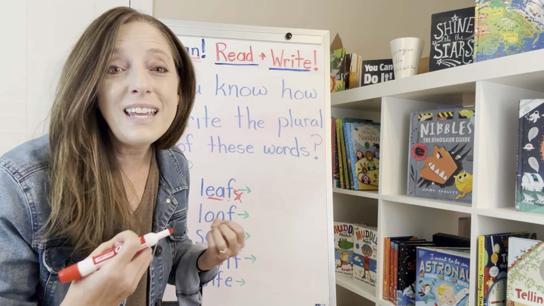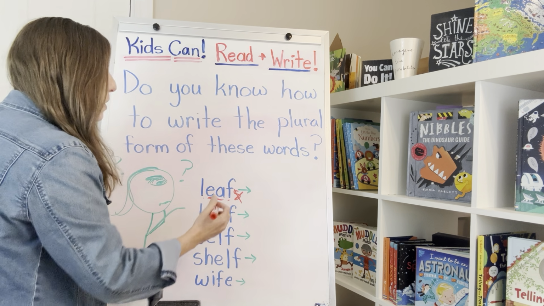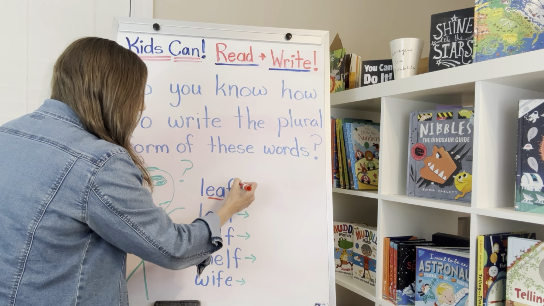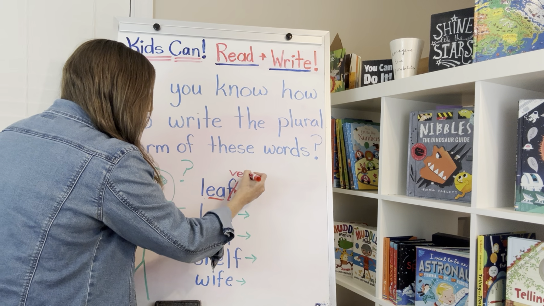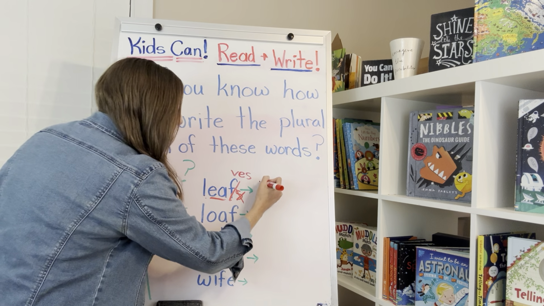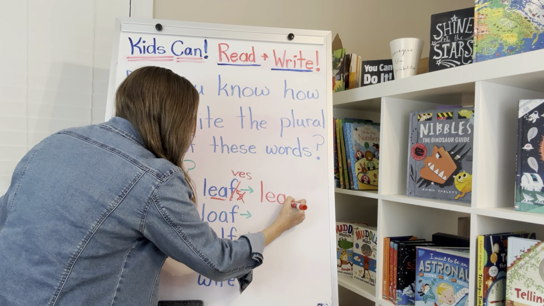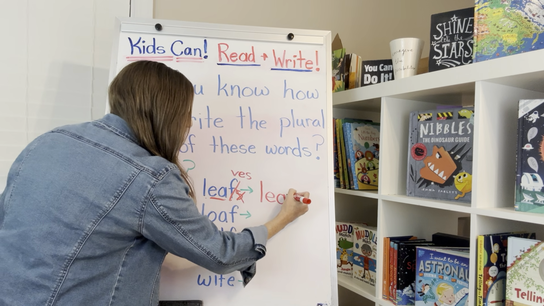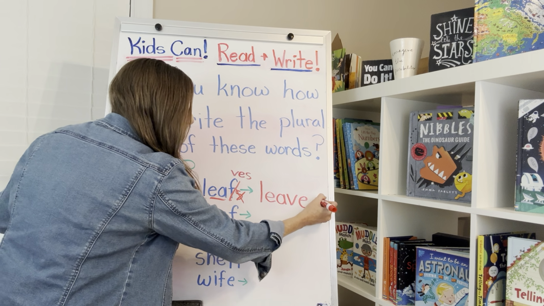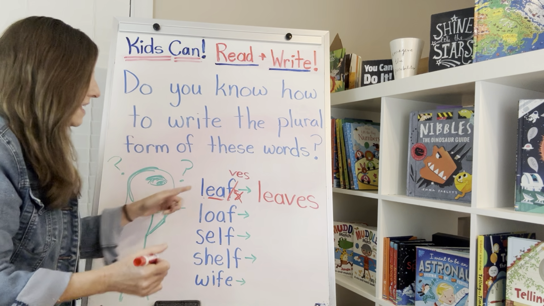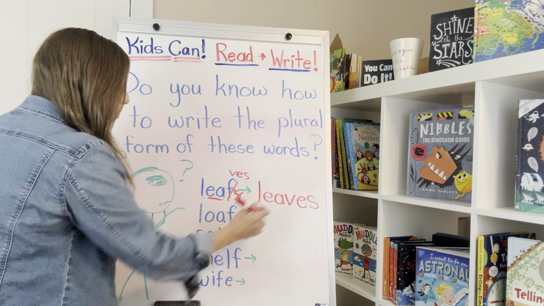We say leaves. It's a very subtle difference and you might not hear it, but when you spell it, you need to get rid of the F, turn it into a V, and then add ES. So when we do that, we get L-E-A, and then remember we changed our F, so now we have V, and then E always goes after that V, and then S. Leaf turns into leaves. That's more than one leaf.